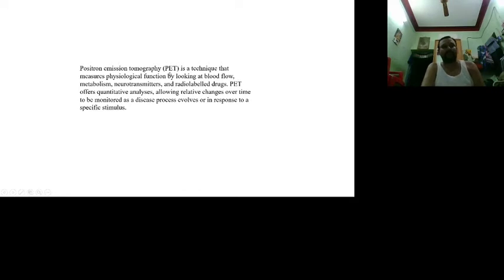PET offers a quantitative analysis, allowing relative changes over time to be monitored as a disease process evolves or in response to a specific stimulus. This is a PET image. A normal heart muscle with good blood flow gives a PET scan image like this. If there is any obstruction or restriction in the blood flow of the heart, the PET scan image will be quite different, and we can find out the problem in the heart.